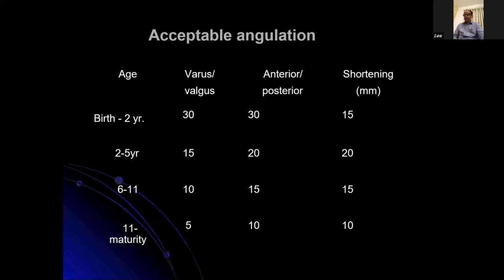Next slide. There is some angulation or deformity during the treatment of fracture shaft femur in children. This slide shows the different types of angulation: varus, valgus, anterior, posterior, and also the shortening of the femur in different ages of the child. Next slide.